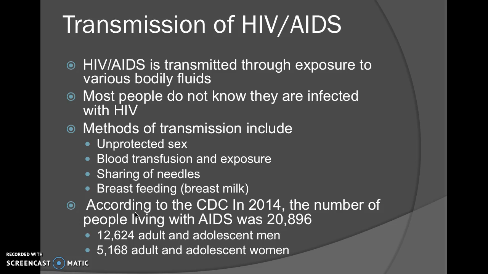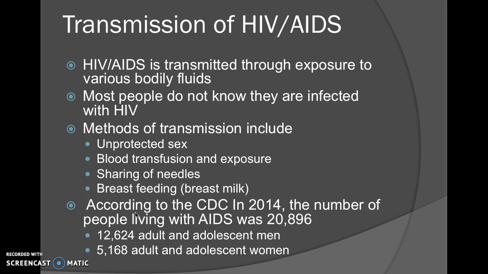So let's look at how AIDS and HIV are transmitted. HIV and AIDS is transmitted through exposure to various bodily fluids. Now, most people do not know that they are actually infected with the HIV virus. The methods of transmission include unprotected sex, blood transfusion and exposure to infected blood, sharing of needles with infected blood on them, and breastfeeding. So with breastfeeding, the mothers will pass the HIV virus on to their babies through their breast milk.